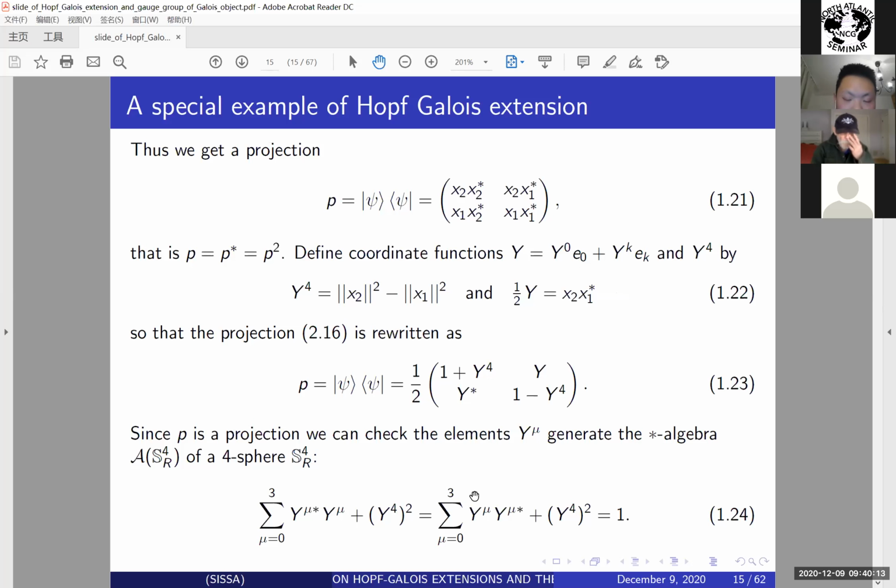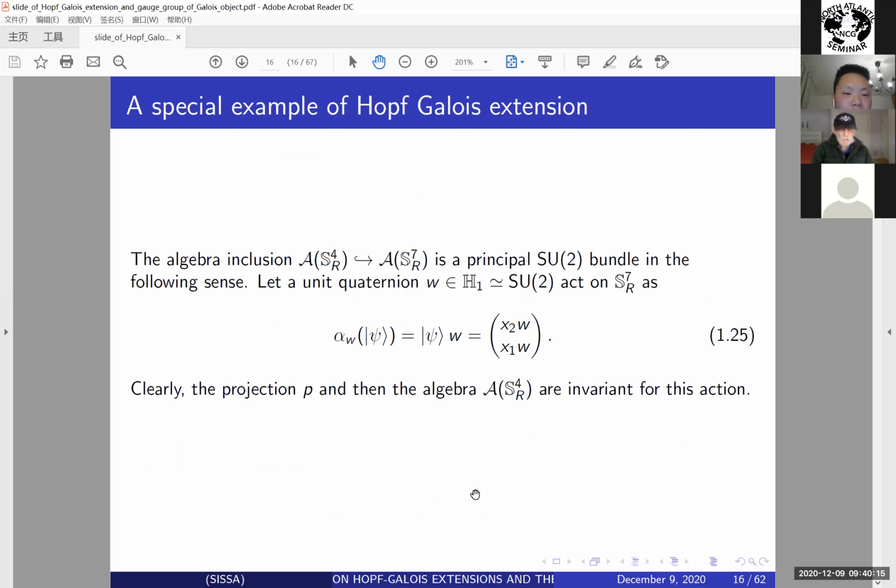Okay, and now we have the algebra inclusion from S4R into S7R, and this is the SU2 bundle, with the action as follows. We know that SU2 is isomorphic to the unit quaternions, and this acts on S7 just by multiplication on the right on both x2 and x1. And clearly this projection and also the algebra A of S4R are invariant under this action.